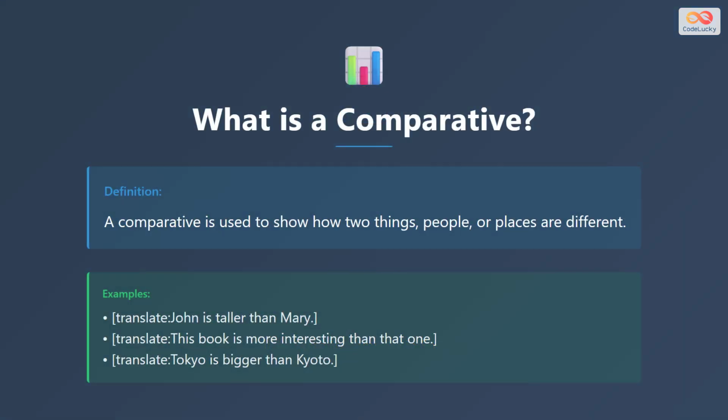A comparative is a word or phrase we use to show how two things, people, or places are different from each other. For example, we might say John is taller than Mary. This book is more interesting than that one. Or, Tokyo is bigger than Kyoto. In each case, we are comparing two items to highlight their differences.